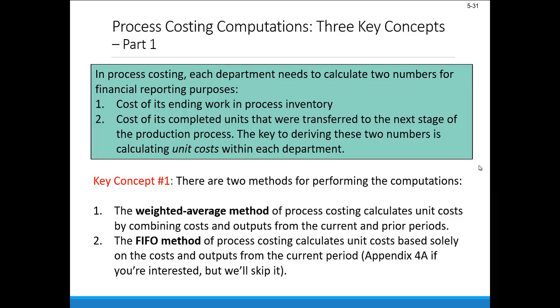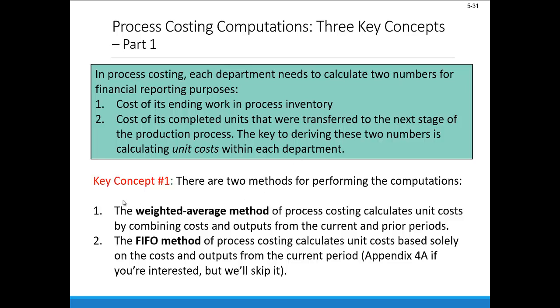The cost of their ending work in process inventories, that'd be like a balance sheet item, right? And then the cost of its completed units that were transferred to the next stage of the production process. We want to show that department to department flow. And really the key or the linchpin to coming up with these numbers is figuring out some kind of unit cost within each department. So there are two primary methods for coming up with these numbers.